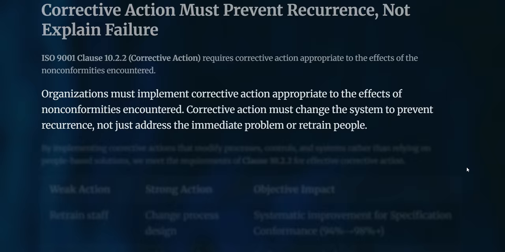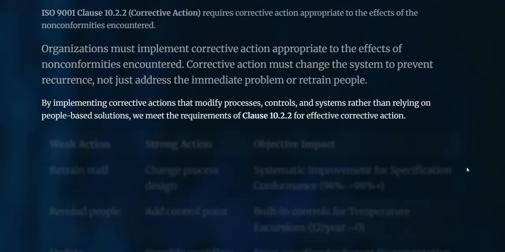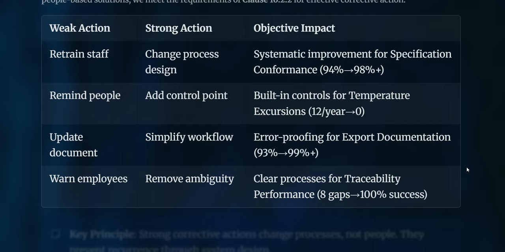Corrective actions must change the system to prevent recurrence and not just address the immediate problems or retrain people. By implementing corrective actions that modify processes, controls, and systems rather than relying on people-based solutions, we meet the requirement of Clause 10.2.2 for effective corrective actions. Let's demonstrate.